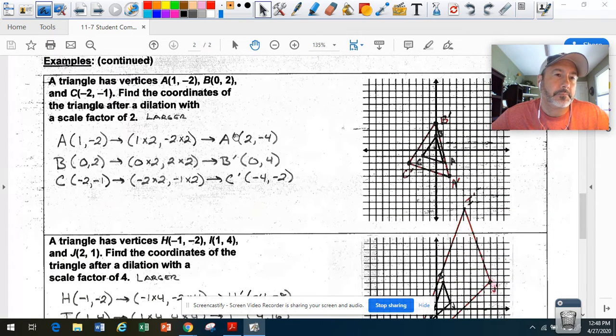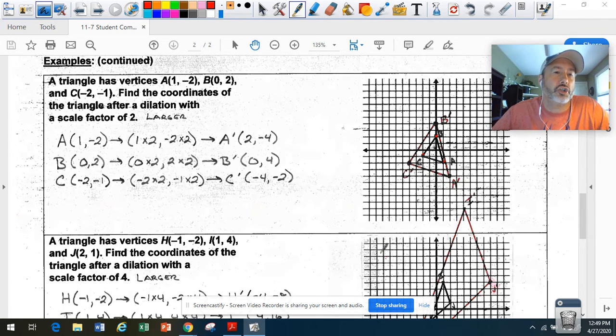Okay. It says a triangle with vertices A, B, and C. Find the coordinates of the triangle with a dilation of a scale factor of 2. Okay, that is greater than 1. 2 is definitely larger than 1, so our new image is going to be larger. So we just do the exact same thing. First of all, mark your A, B, and C. Here's A, here's B, here's C. Connect your points, and that is your image.